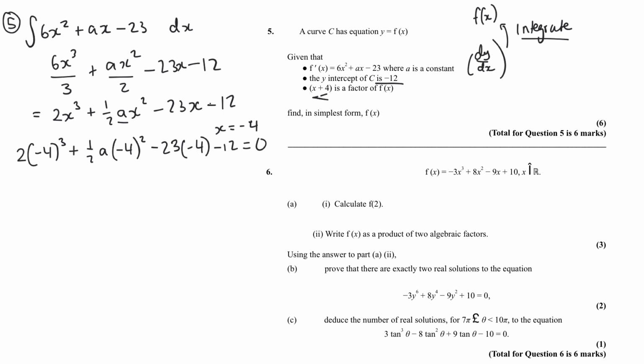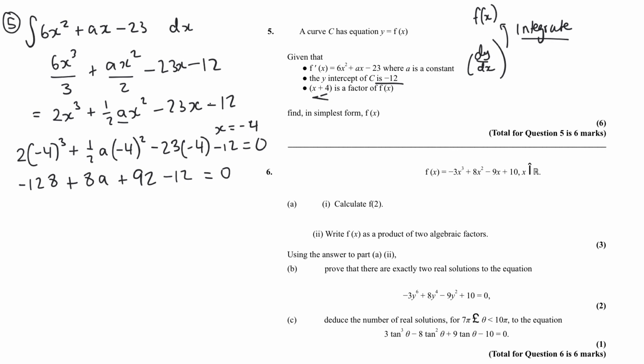So then minus 4 cubed would be minus 64 times 2, which is minus 128. And then minus 4 squared is 16, half of 16 is 8, so that would be plus 8a. And then we have 23 times 4, which is 92, but because of 2 negatives, it'll be positive 92, and then minus 12 equal to 0.